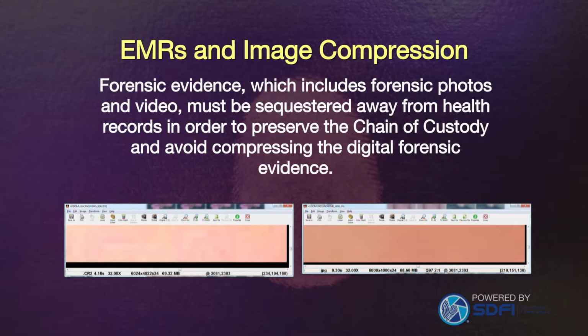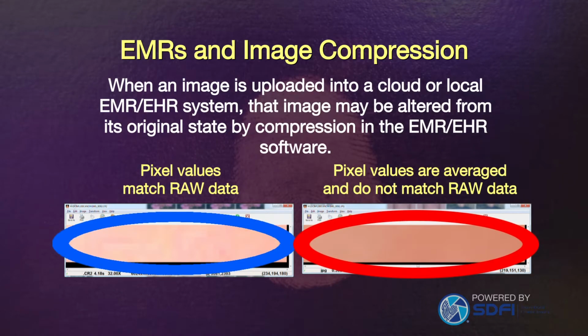Forensic evidence, which includes forensic photos and video, must be sequestered away from health records in order to preserve the chain of custody and avoid additional compression of the digital forensic evidence. When an image is uploaded into a cloud or local EMR/EHR system, that image may be altered from its original state by lossy compression within the EMR/EHR software. Many EMR/EHR systems use lossy compression on images uploaded to the system as a means of saving storage space. Placing forensic medical exam evidence photographs into an EMR/EHR system risks having those images permanently damaged by lossy compression, and those images may be challenged in court as not original.